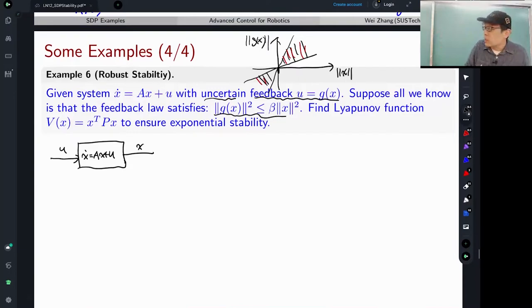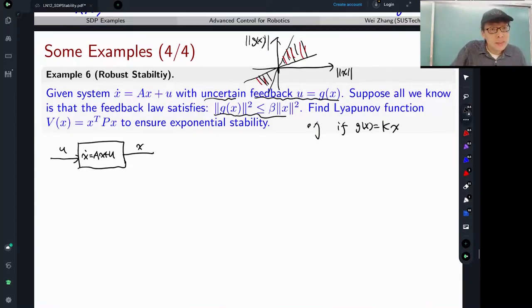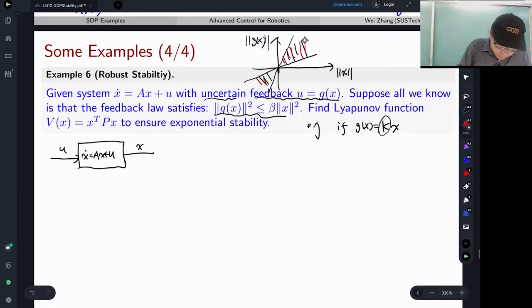If, for example, G of X is K times X, that's a gain, right? But you're not certain about the gain. The gain can vary within a certain sector bound. So I don't know which gain I'm going to use. It may not even be linear, by the way. The function could be something like this. It does not need to be a line, but that quantifies our uncertainty about this feedback loop.